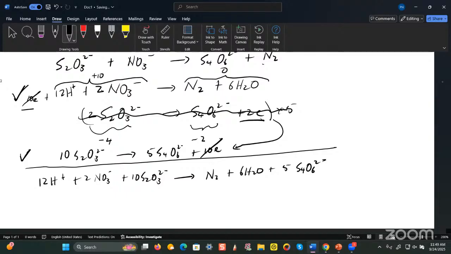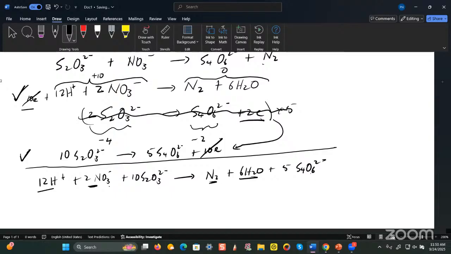But again, as always, I would strongly recommend that you check to make sure that your final answer is totally balanced in terms of the atoms and the charges. So let's do that now. We have 12 hydrogens here. We have 6 times 2, 12 hydrogens. So the hydrogens are okay. We have 2 nitrogens here. We have 2 nitrogens here. So that is okay. We have 2 times 3, 6. 6 plus 10 times 3, 30. So that's 36 oxygens on the left. On the right side, we have 6 plus 30. So we have 36 oxygens on the right.